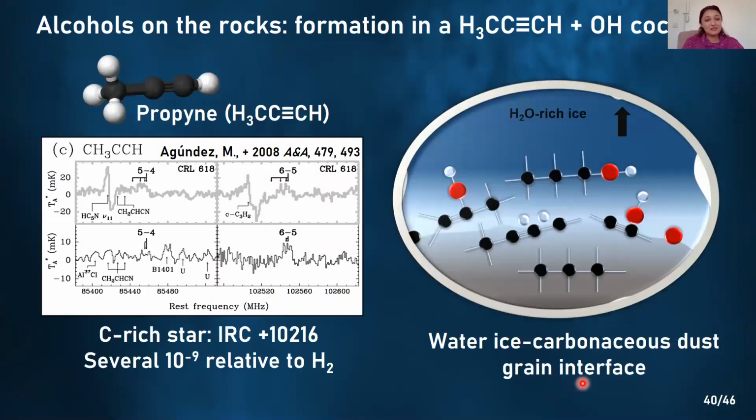Propyne has been detected in a number of regions in space, including towards a carbon-rich star, as we would expect. As the carbonaceous grain that is coated with hydrocarbons makes its way deeper into the cloud, water ice starts to form, which means that OH radicals are available on the grain surface. So it's the chemistry at the interface of the carbonaceous grain coated with hydrocarbons and the water-rich ice that we investigate in this study.